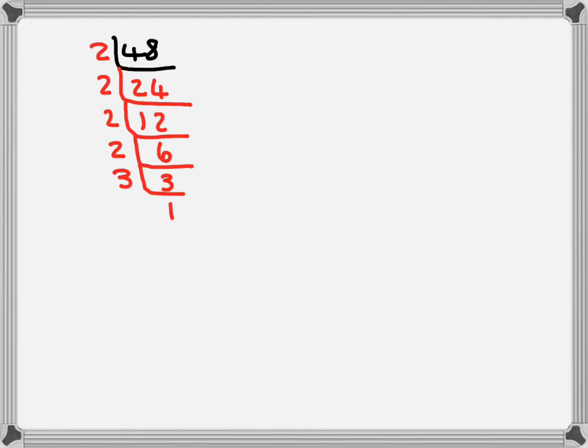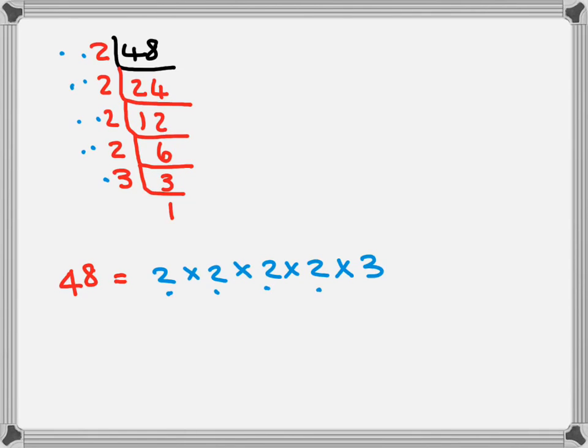So we're going to list our factors of 48. Our prime factors of 48 are going to be 2 times 2 times 2 times 2 times 3. So you see 1, 2, 3, 4 2's, and 1, 3, there it is there. Those are the prime factors of 48. See how easy it is.